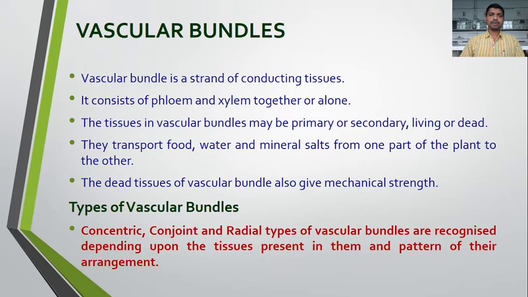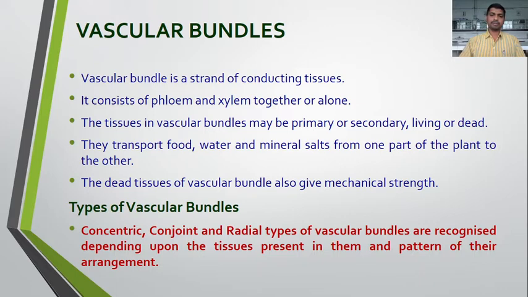Now we are going for the types of vascular bundles. Vascular bundles have different types depending on the tissue present in them. The vascular bundles are obviously made up of xylem and phloem, whether they are present in the vascular bundle together or alone. Similarly, on the basis of the pattern of their arrangement, there are concentric, conjoined and radial types of vascular bundles. So three types of vascular bundles are seen in the plant. One is concentric, second is conjoined, and third is radial. These types are recognized depending upon the tissue present in the vascular bundle and the pattern of their arrangement.